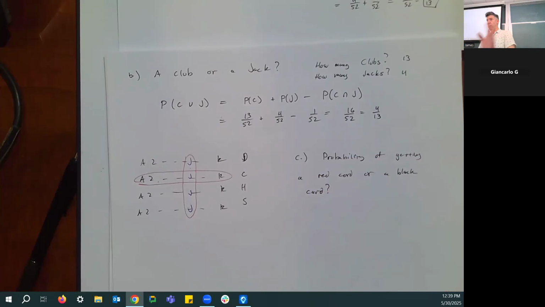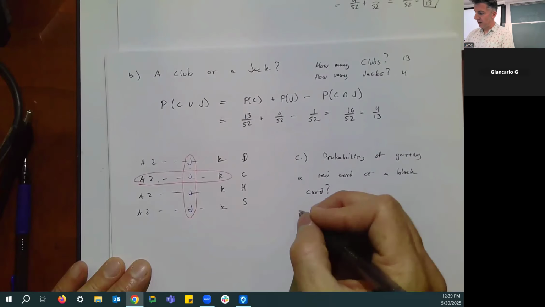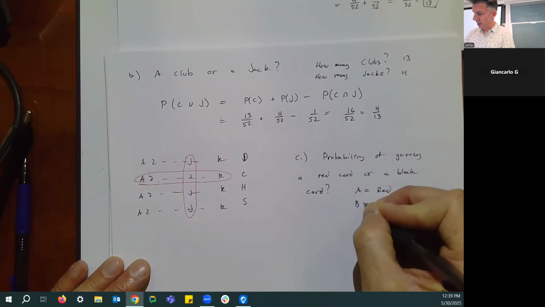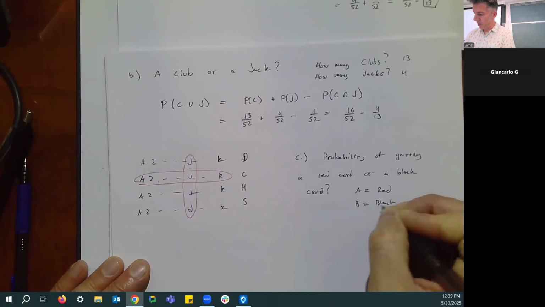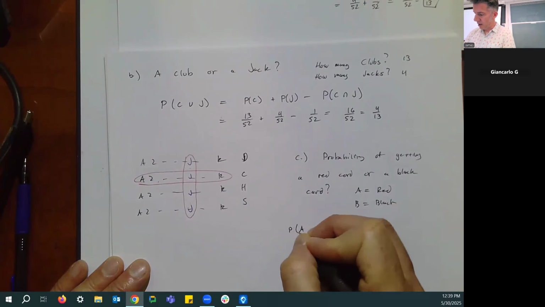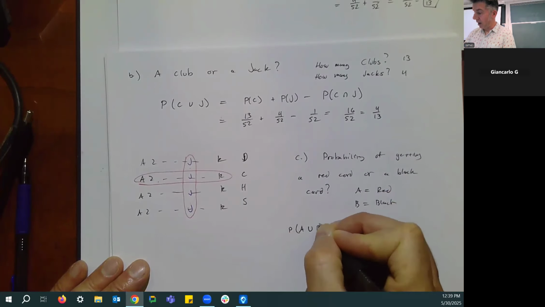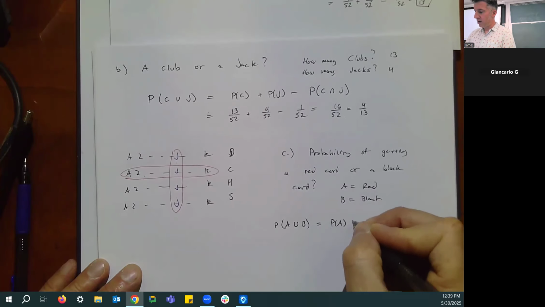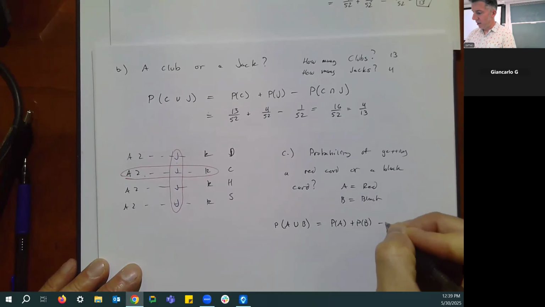In case you didn't know, the red ones are the hearts and the diamonds, the black ones are the clubs and the spades. So, let's say that A is getting a red one, B is getting a black one. The probability of A or B, or A union B, is the probability of A plus the probability of B minus the probability of the intersection.